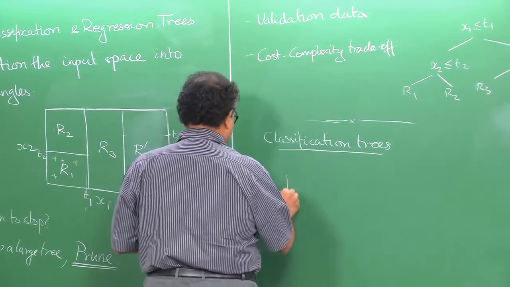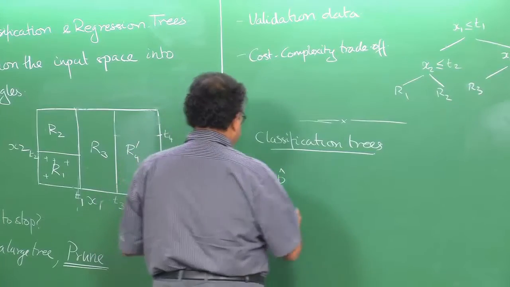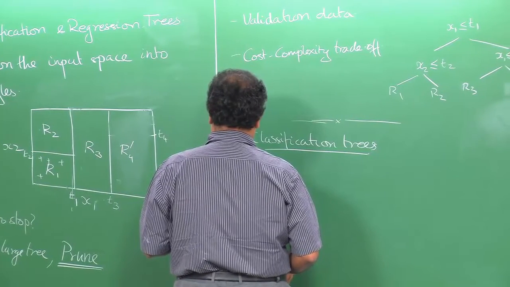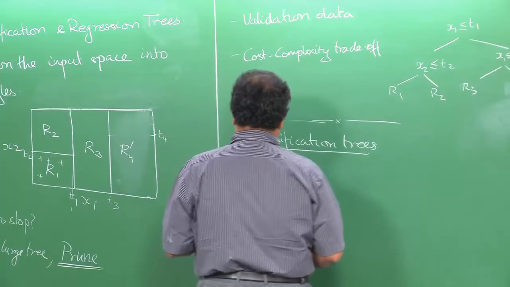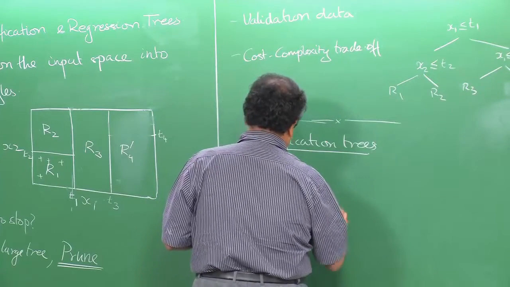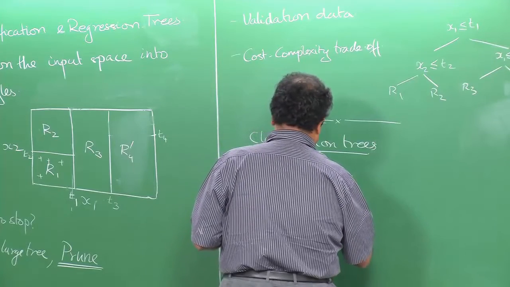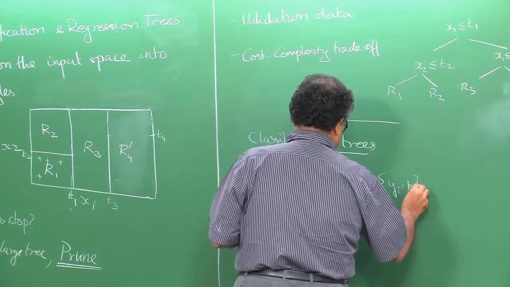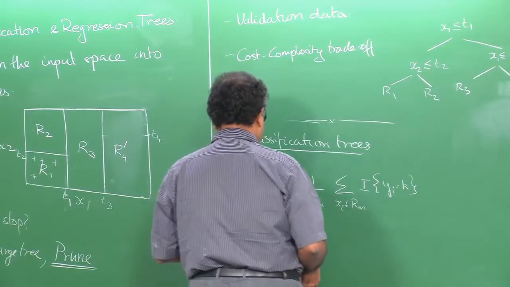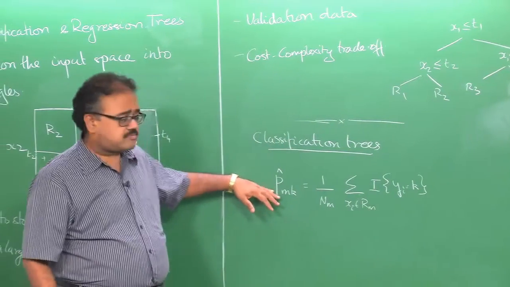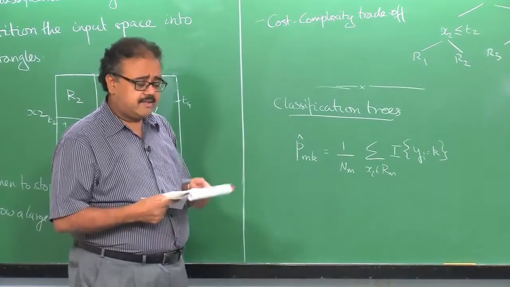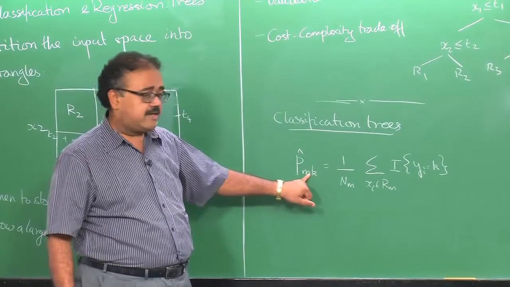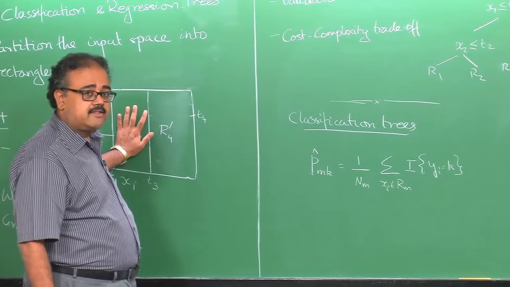So, I am going to build a classification tree where the prediction, which we will call p hat, is the probability that a data point in region M belongs to class K. For a data point in one of these regions, what is the probability that it belongs to class K?